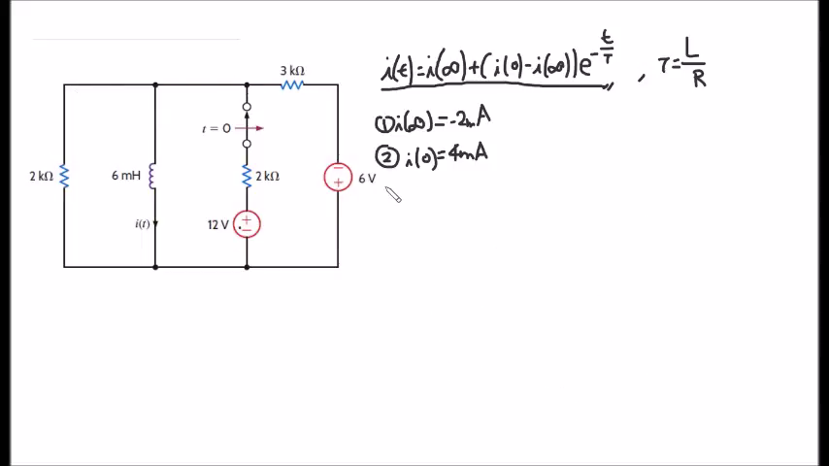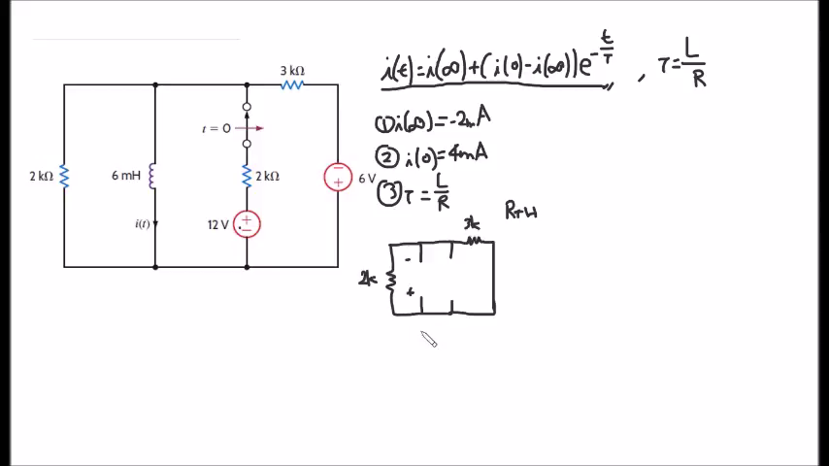The last thing we need to find is the value of tau, which is L over R. Now this R is in fact the Thevenin resistance. So in order to find this Thevenin resistance, we can redraw the circuit in this way. Now if you look at this circuit, we are trying to find the Thevenin resistance, so I short-circuited the voltage sources. Now an important thing to note about this circuit is that I was trying to find the value of the Thevenin resistance just right after the switch is open.